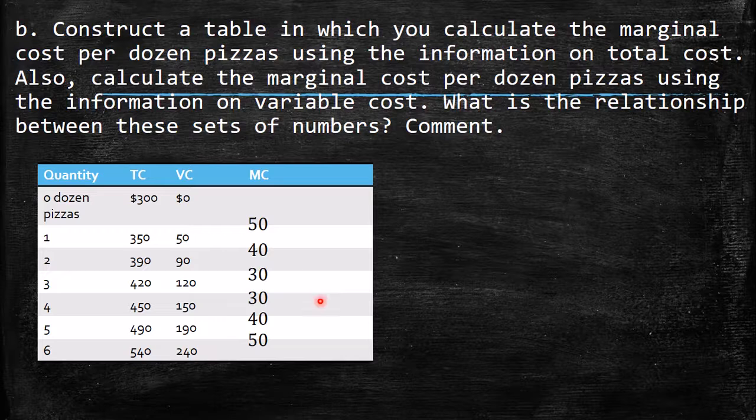So what is the relationship between the marginal cost based on the total cost and the marginal cost based on the variable cost? They are exactly the same. Why? Because the fixed cost, as we said previously, doesn't change with the production. So at the end of the day, in order to figure out the marginal cost, we are taking the differences just in the variable cost, which is what really changes throughout the units. The fixed cost is going to remain the same.